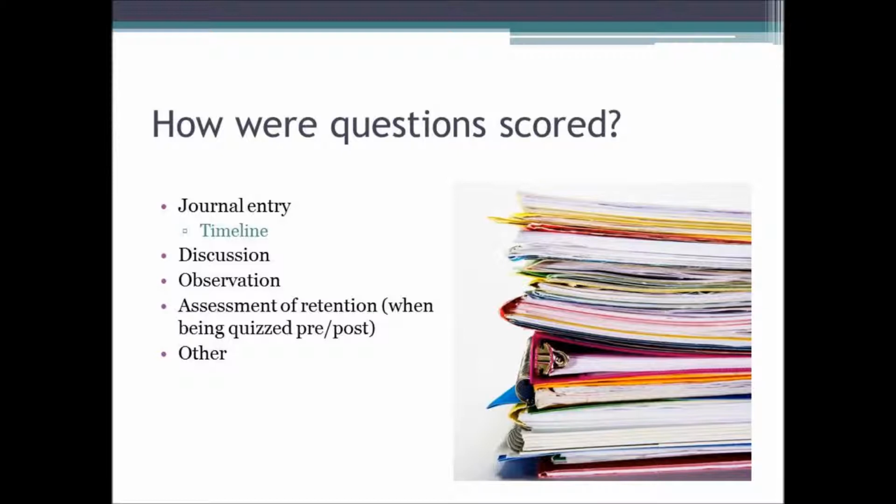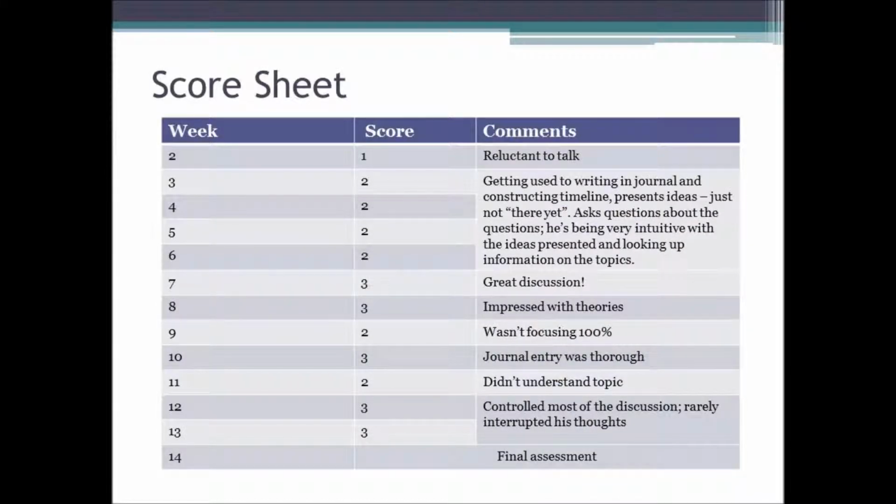I scored the questions that I asked him based on his journal activities as well as our discussions at the library. I observed how he came up with his answers, whether it was looking through his notebook or just thinking aloud. I used assessment with the pre and post test as well, and each score was written down in our notebook for that day. Our score sheet ranged from 1 to 3 for the discussions that we had.